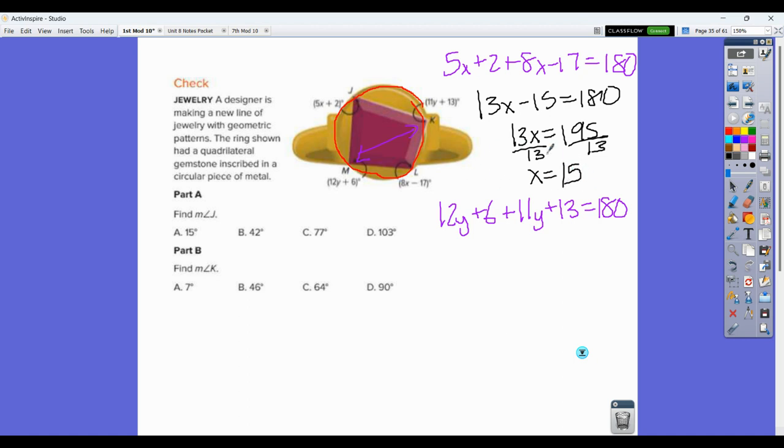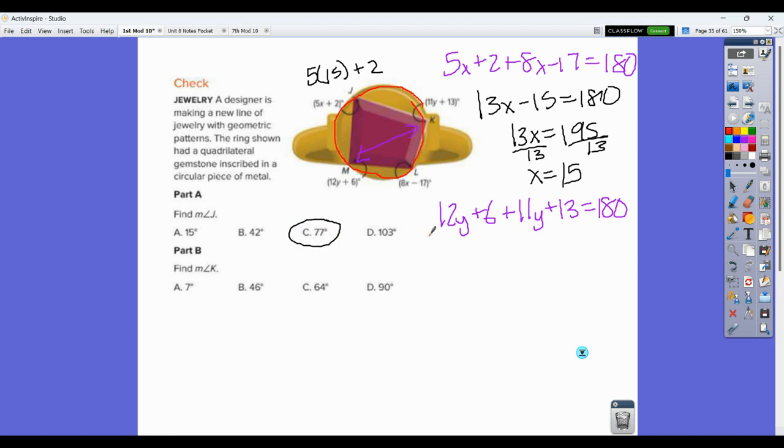And then once you have x, you can solve for j. That's going to be the j that's here. So once we have x, we can solve for j. So we're going to do 5 times 15 plus 2, and we're going to get 77 for an answer. So our C is going to be our answer there.